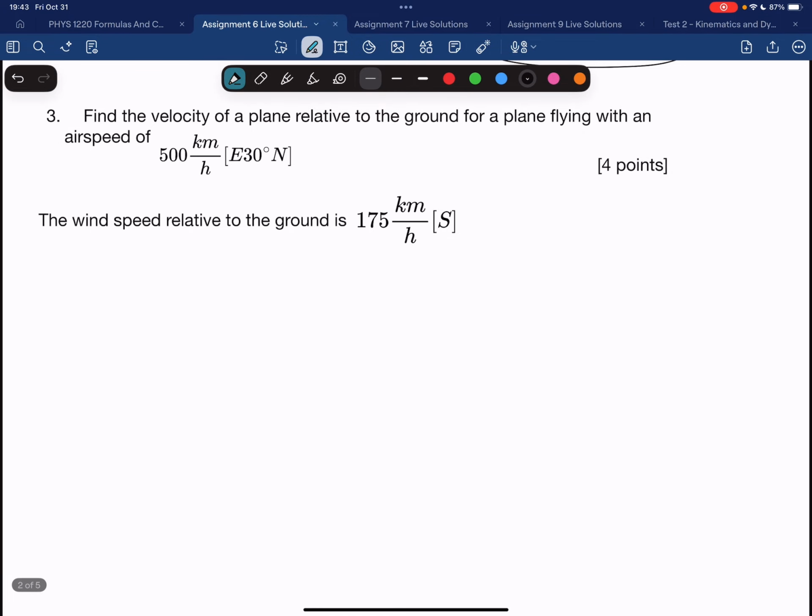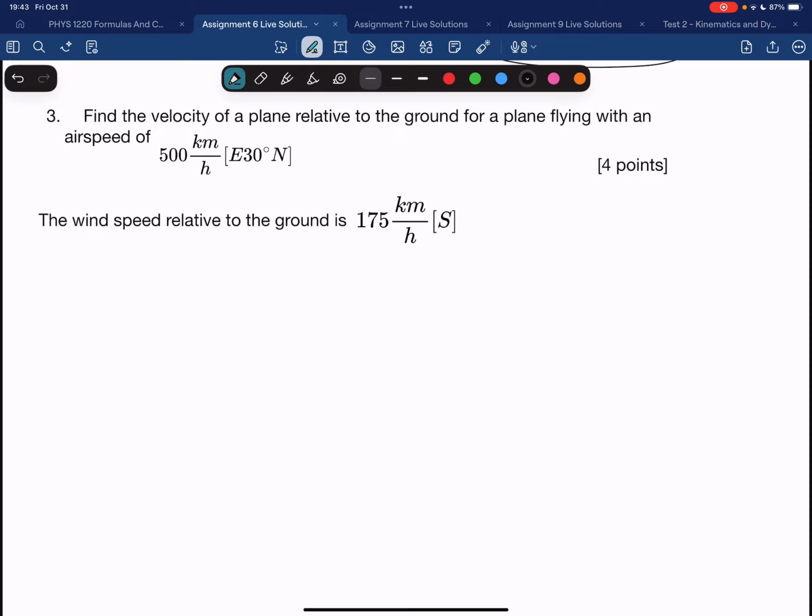Number 3. Find the velocity of a plane relative to the ground for a plane flying with an airspeed of 500 kilometers per hour, east 30 degrees north, and the wind speed relative to the ground is 175 kilometers per hour south.